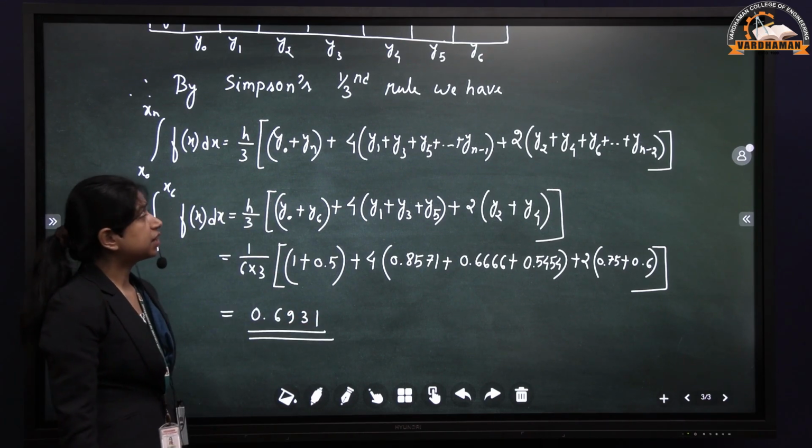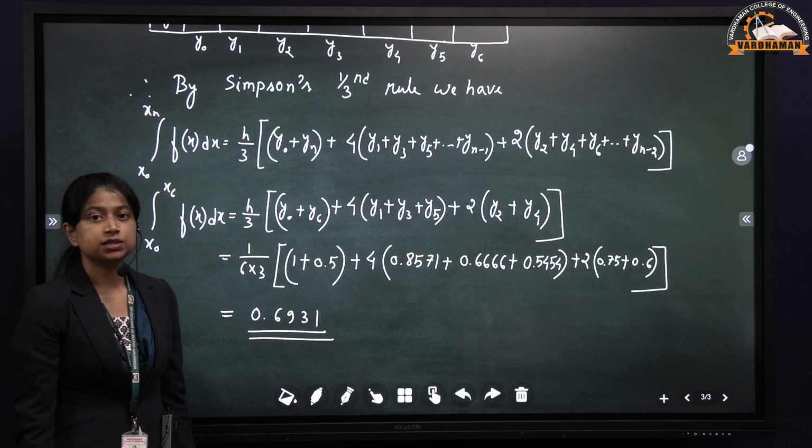So this is how we need to evaluate definite integrals using Simpson's 1/3 rule. Thank you.